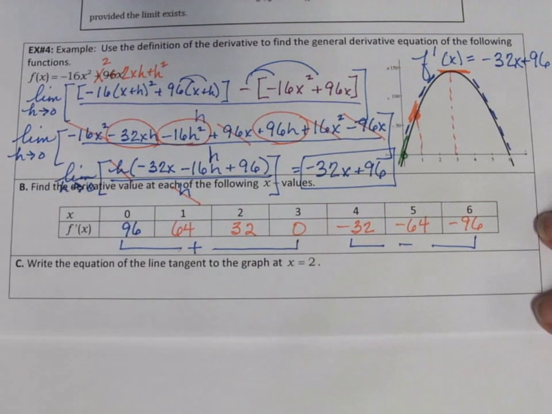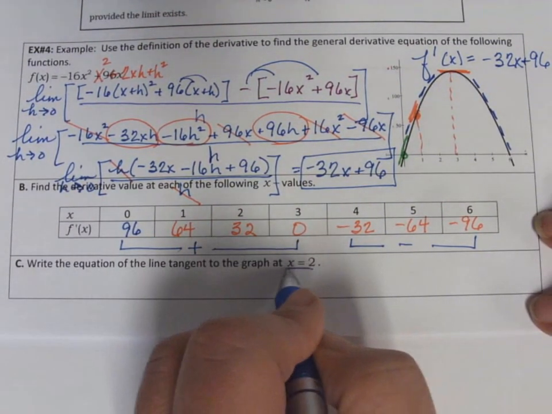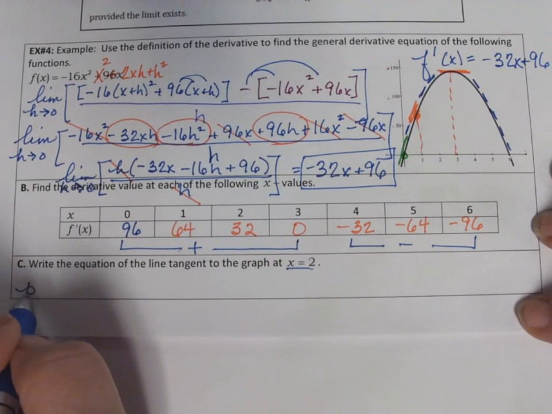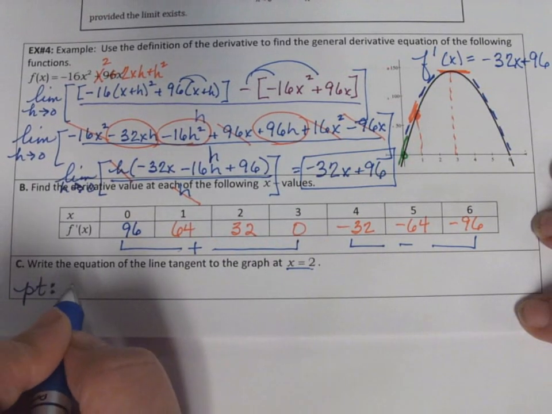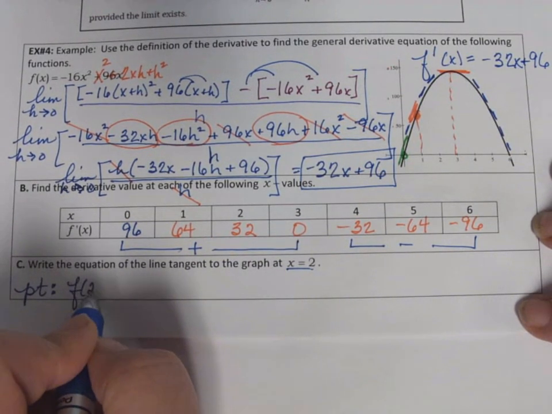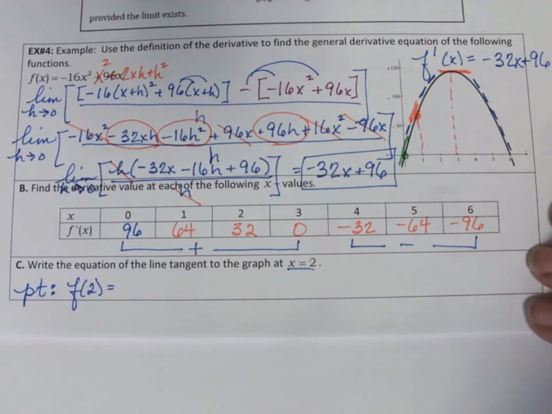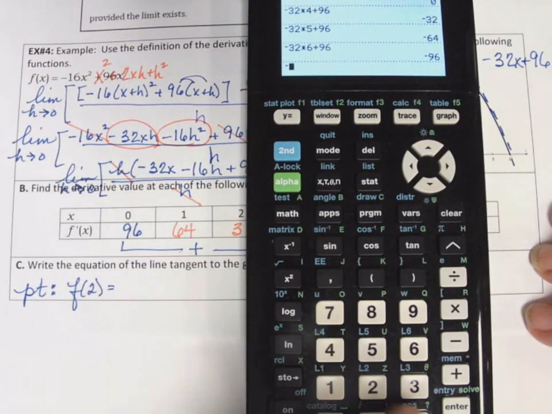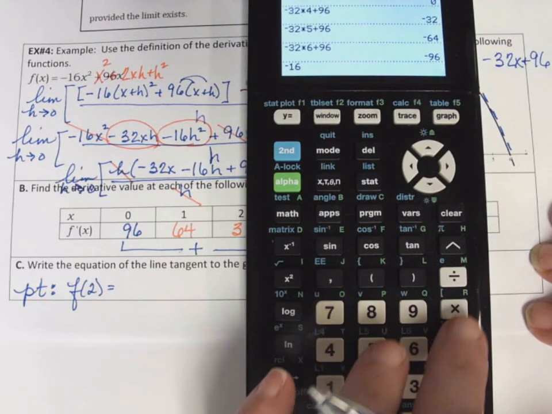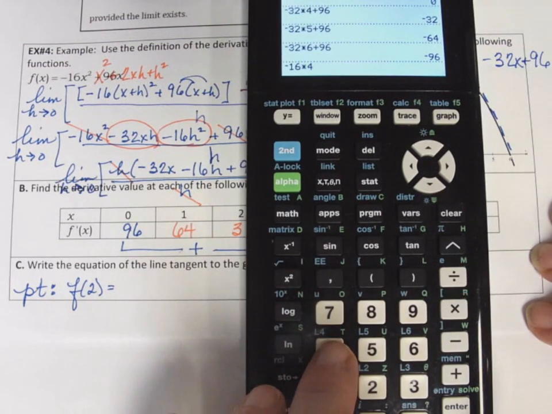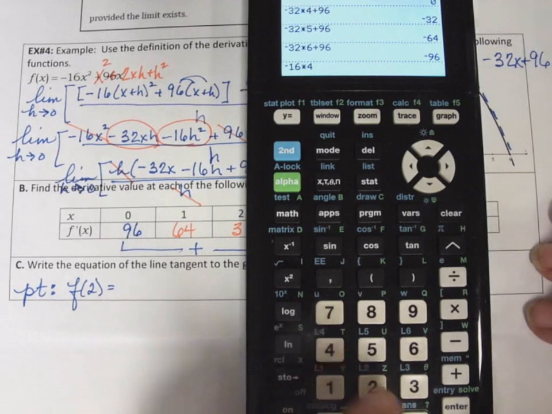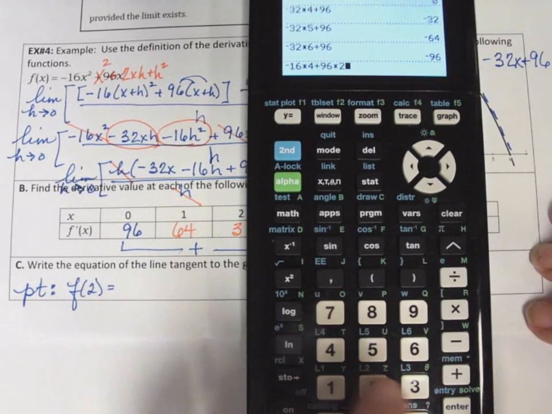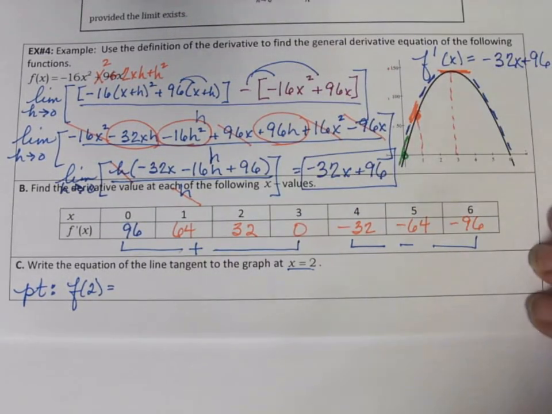All right, so now we want to write the equation of the line tangent to the graph at x equals 2. So the first thing we need is a point. So I need to know f of 2. So f of 2, I got to plug it back into my original, would be negative 16 times 2 squared, plus 96 times 2. So I got 128.